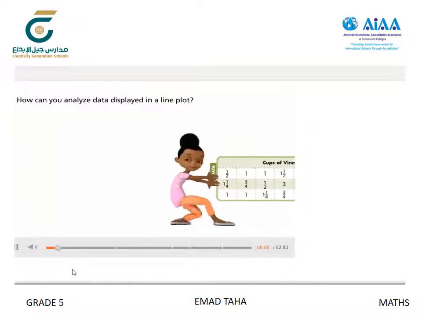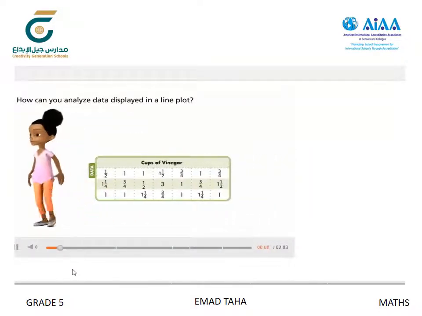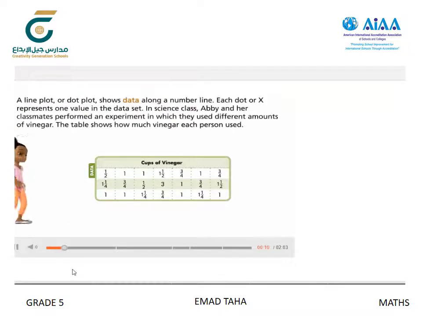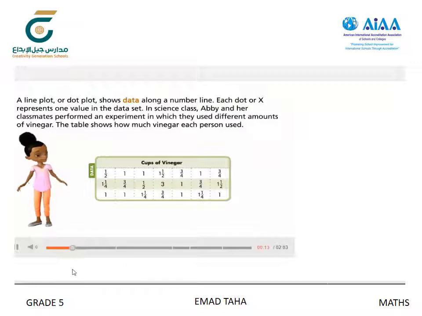How can you analyze data displayed in a line plot? A line plot, or dot plot, shows data along a number line. Each dot, or X, represents one value in the data set. In science class, Abby and her classmates performed an experiment in which they used different amounts of vinegar. The table shows how much vinegar each person used.